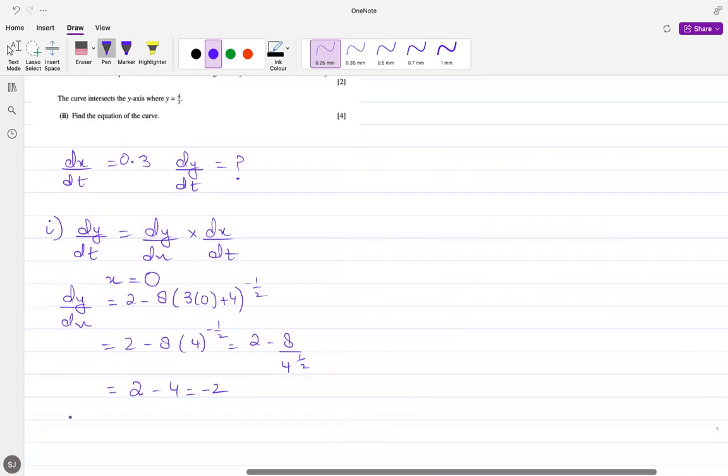So the final value for dy/dt will be equal to dy/dx, which is minus 2, times dx/dt, which is 0.3. So the final answer is negative 0.6 units per second.